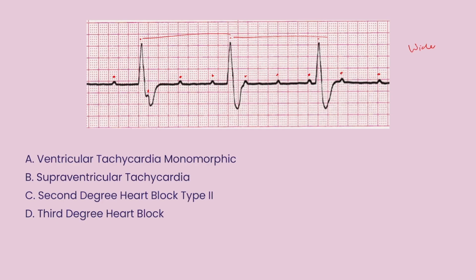Okay, so let's go through our options. Ventricular tachycardia monomorphic, we just had that. We know this doesn't look like that. Supraventricular tachycardia, that would have narrow QRS, and it would also be tachycardic. This is not that. So we're between a second degree heart block type 2 and third degree heart block. And the key here is to remember which heart block allows you to have buried P waves. And the only heart block that you can have a buried P wave is third degree heart block. So that is your answer here.